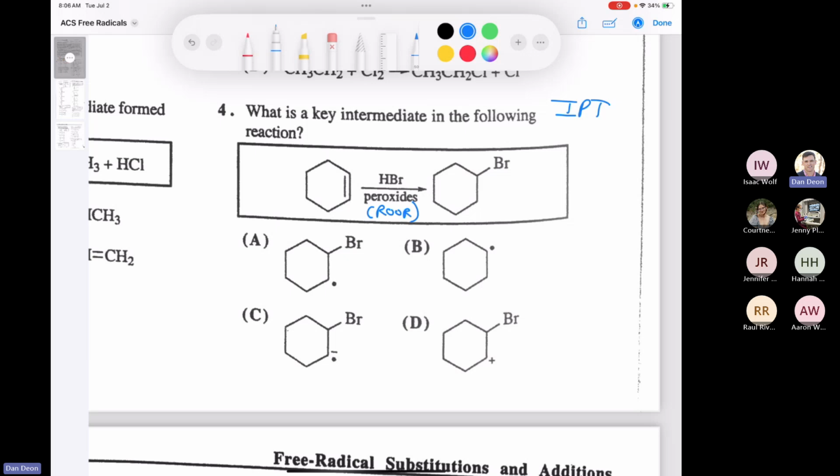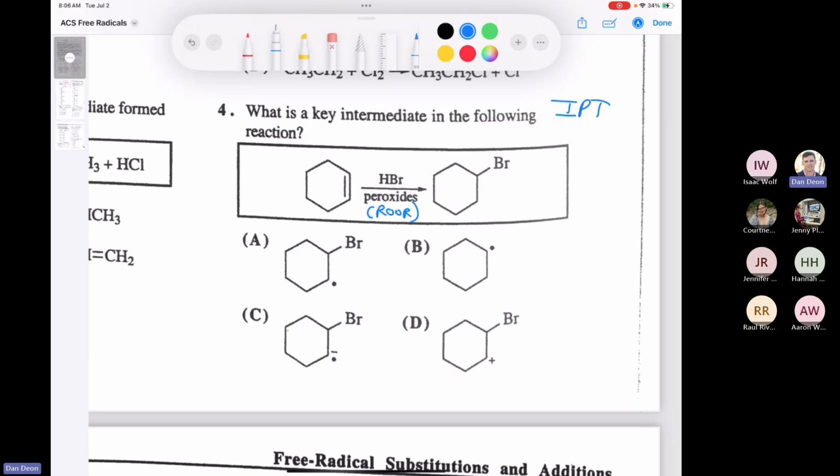And without going through the whole thing, the initiation was the peroxide breaking apart to make a radical, then reacting with HBr to make a bromine radical. So could anybody tell me which one of these is the key intermediate in the reaction here? It basically provides us with the rationale for the anti-Markovnikov addition. Yeah, no, it's not going to be. It's going to be which one?